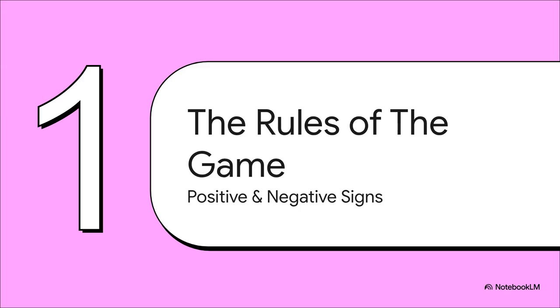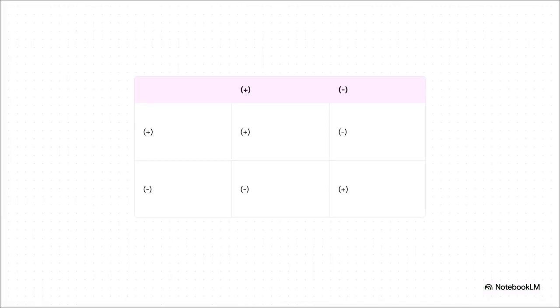Okay, so let's start with the absolute foundation, the ground floor for everything else we're going to do today, the rules for positive and negative signs. Think of this as level 1 of the game. So the pattern here is actually incredibly simple. If the signs are the same, so 2 positives or 2 negatives, your answer is positive. If the signs are different, the answer is negative. That's it. That's the whole rule.